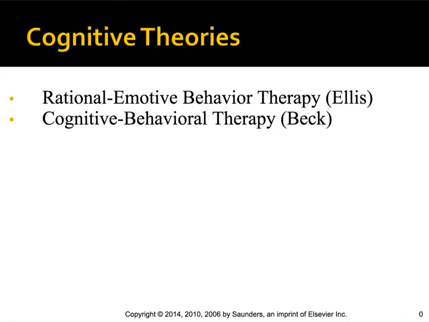With cognitive theories, there's two. There's rational and emotive behavior therapy by Ellis and cognitive behavioral therapy by Beck. And with rational and emotive behavior therapy, this aims to eradicate any irrational beliefs and recognizes that their thoughts are not accurate. So this believes that perception influences all their thoughts, which in turn influences our behaviors.